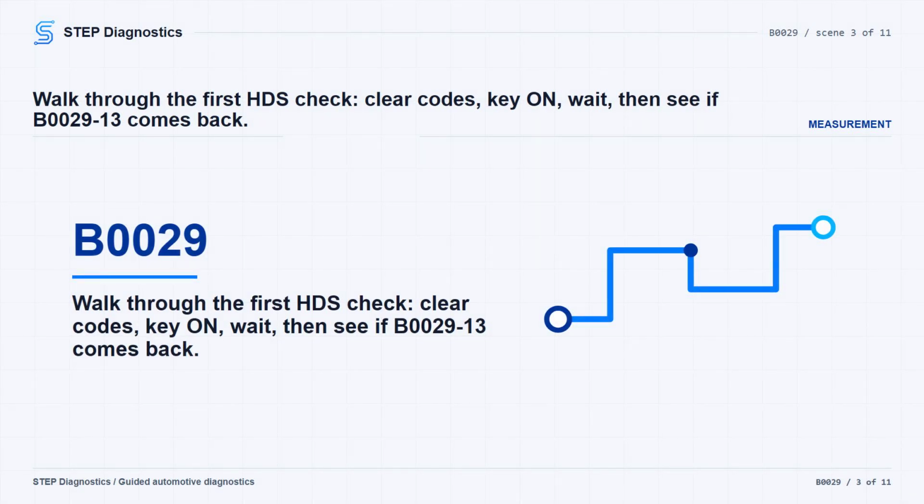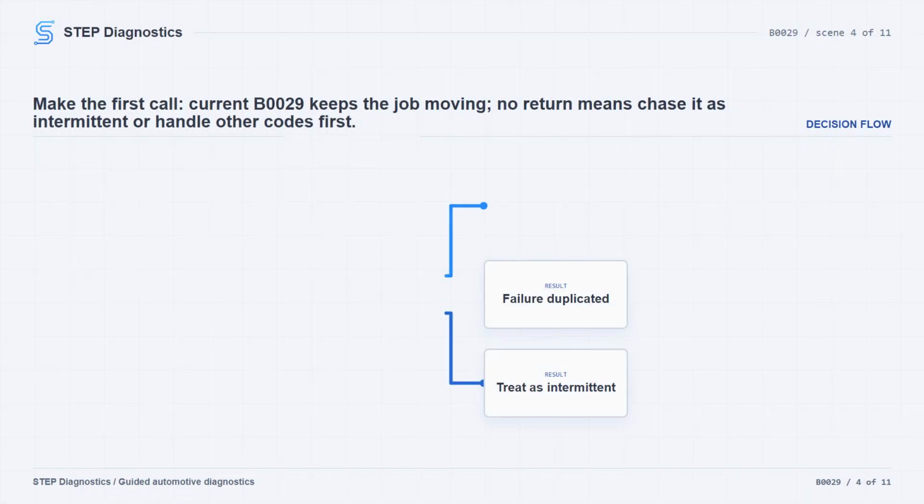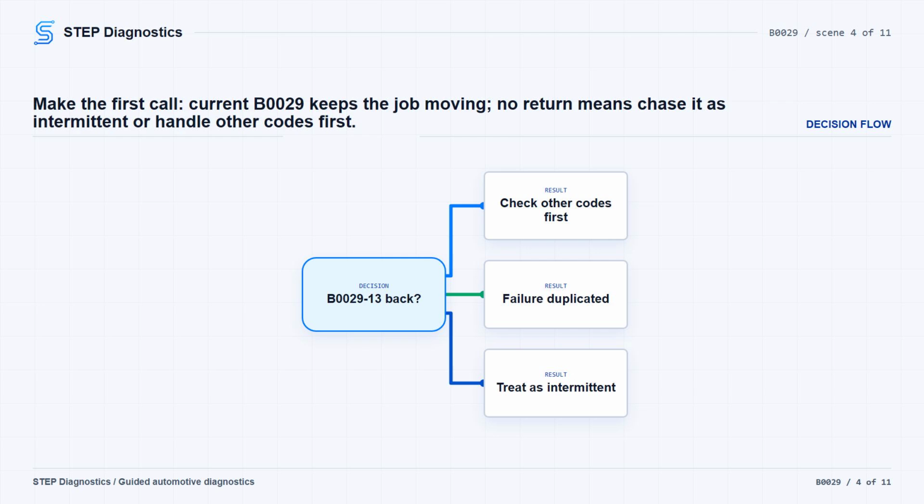Start by proving whether the code is current. Clear the DTCs with the HDS. Turn the vehicle to the on mode, wait for 10 seconds, and check for DTCs again with the HDS. If B0029-13 comes right back, the failure is duplicated, and you continue to the right side curtain airbag inflator check. If it does not come back, treat it as an intermittent fault and do not force a repair that the car is not proving at the moment. If other codes are present, check what they mean first.